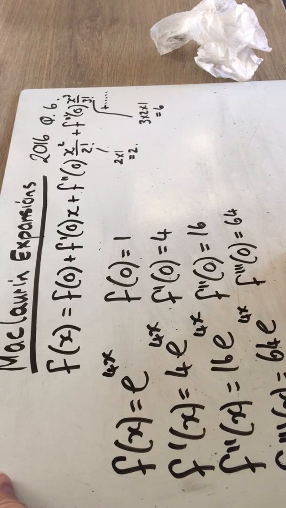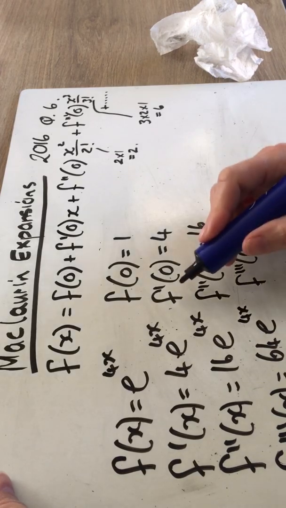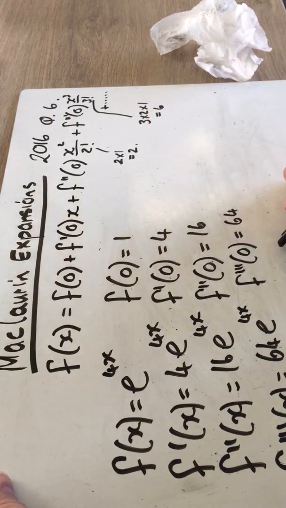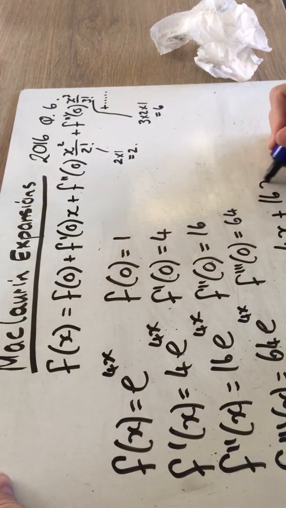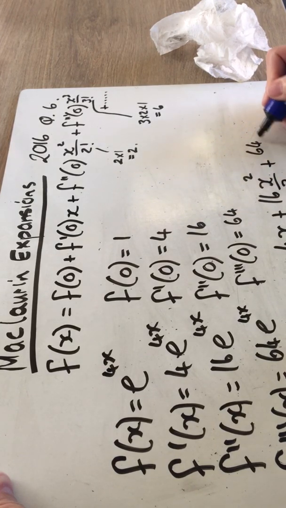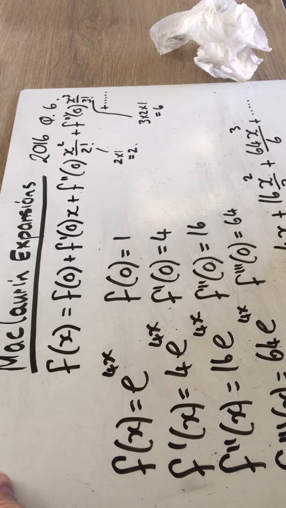So this time we've got e to the 4x equals f of 0, which is 1, plus f dash 0, which is 4 times x, plus 16 x squared over 2, plus 64 x cubed over 6. And all we need to do is simplify that. So 1 plus 4x plus 8x squared plus 32 over 3 x cubed plus dot dot dot.